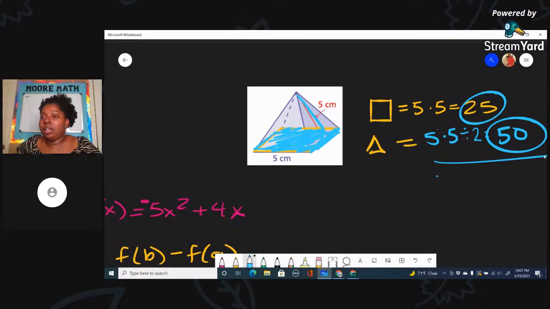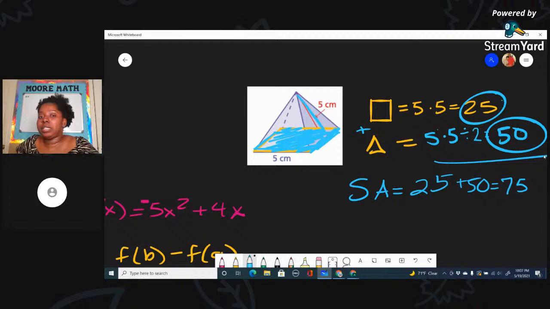50. What am I going to do? 25. What am I doing with the 25 and 50? Adding them. Yep. Okay, so 25 plus 50, what do you get? 75. Good. And what's my units? Centimeters. Centimeters. Square. There you go.